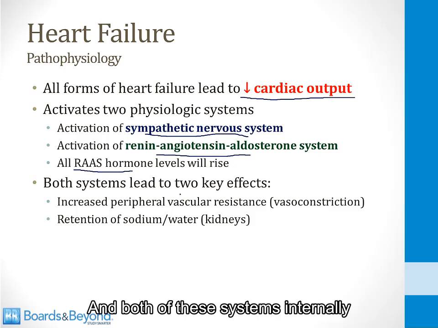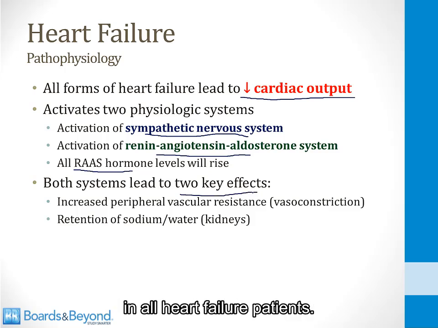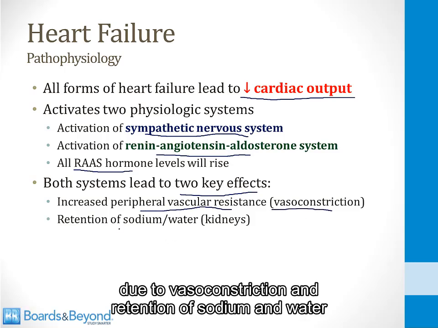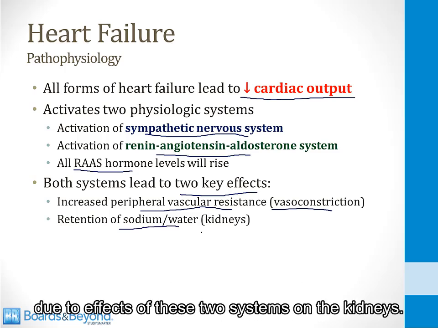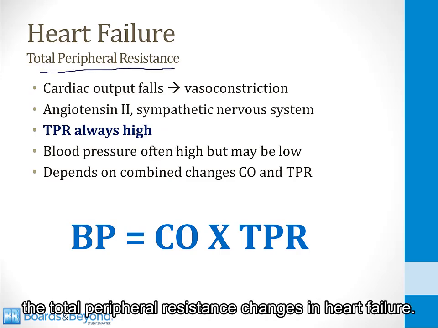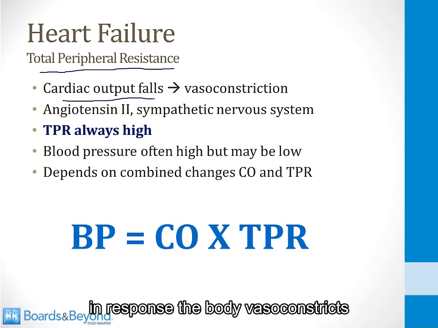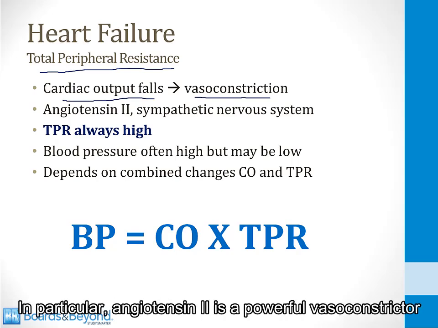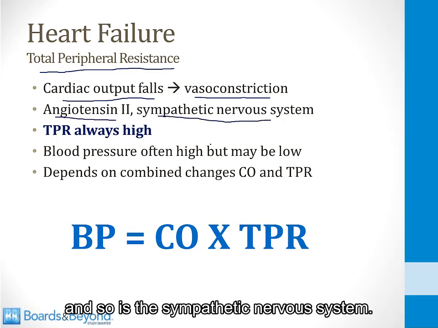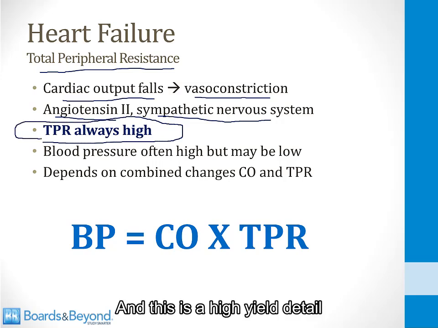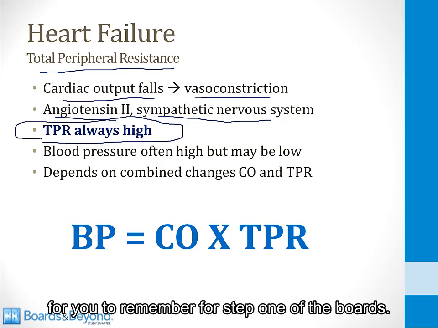And both of these systems in turn lead to two key effects that are present in all heart failure patients. This is an increase in the peripheral vascular resistance due to vasoconstriction and retention of sodium and water due to effects of these two systems on the kidneys. Let's talk some more about that first effect, the total peripheral resistance changes in heart failure. So as the cardiac output falls, in response, the body vasoconstricts to try and maintain blood pressure and tissue perfusion. In particular, angiotensin II is a powerful vasoconstrictor, and so is the sympathetic nervous system. What this means is that the total peripheral resistance is always high in patients with heart failure, and this is a high-yield detail for you to remember for step 1 of the boards.